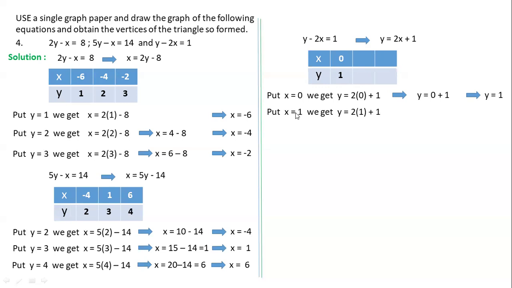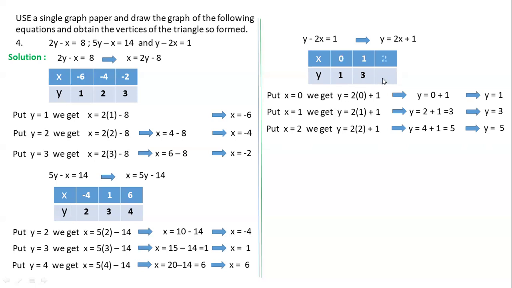Next, put x is equal to 1. So we get 2 ones are 2, 2 plus 1, y is equal to 3. So that is y is 3. Put the values in the table. X is 1, y is 3. Next, x is equal to 2. We get 2 twos are 4, 4 plus 1, y is 5. In the table, x is 2, y is 5. So we have calculated three values for all the three equations.